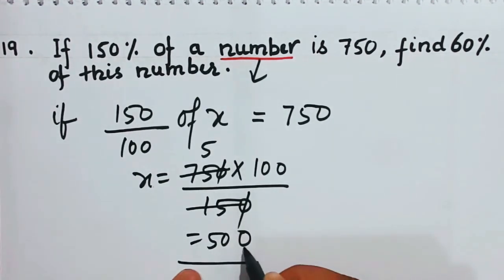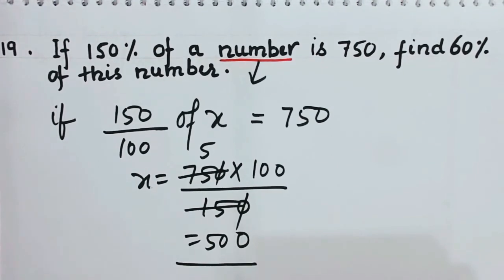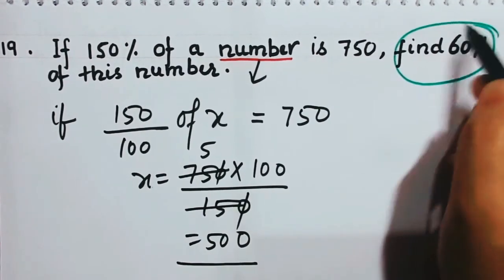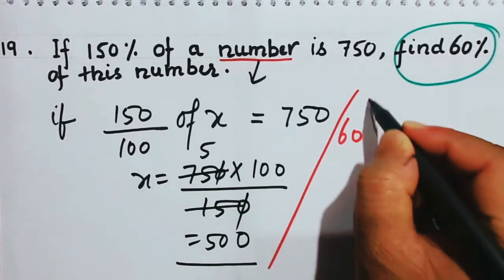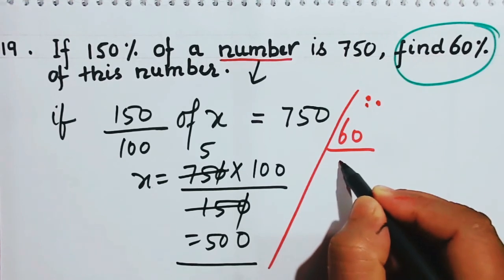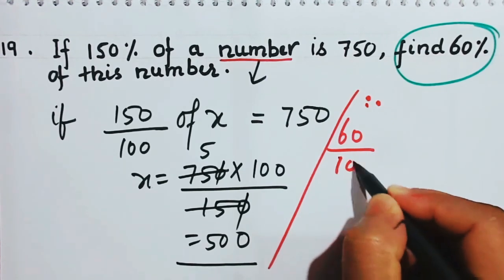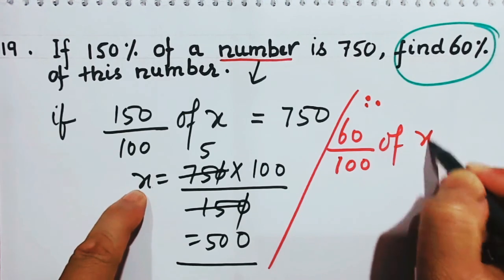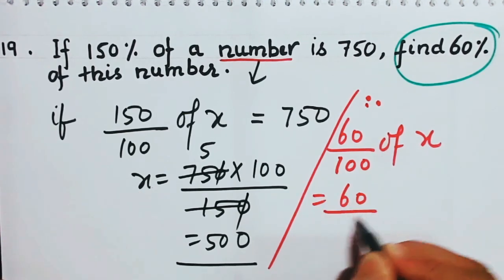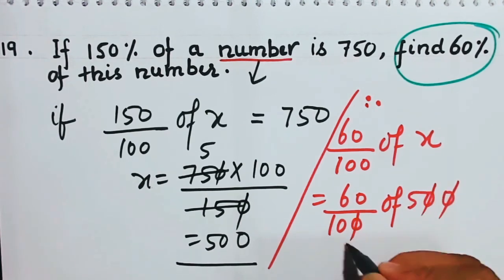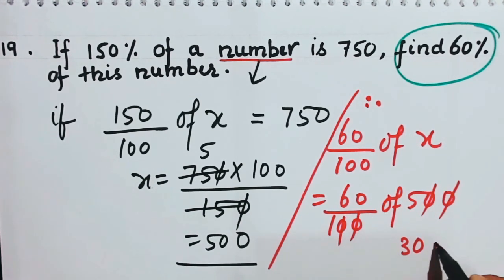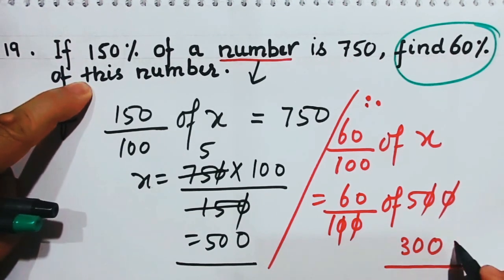Are they asking you this number? No. They are asking us 60% of this number. Therefore 60% of x will give you 60% of 500, or 6 fives are 30, so 300, as 60% of the number which they are asking you.